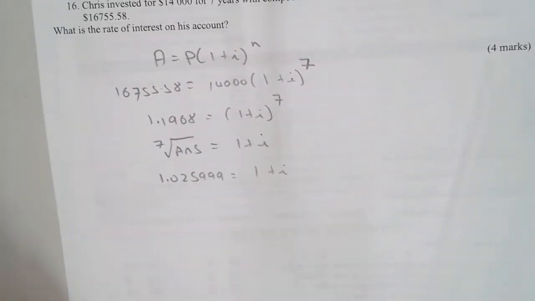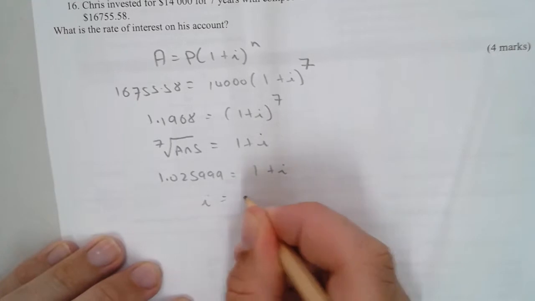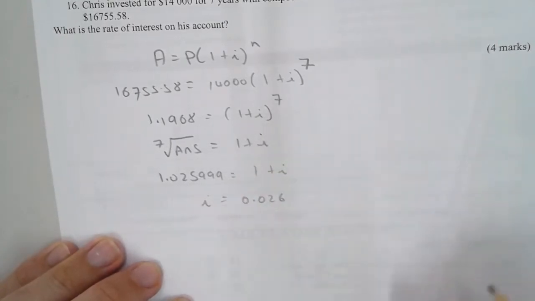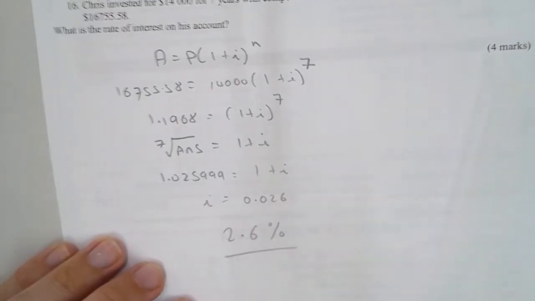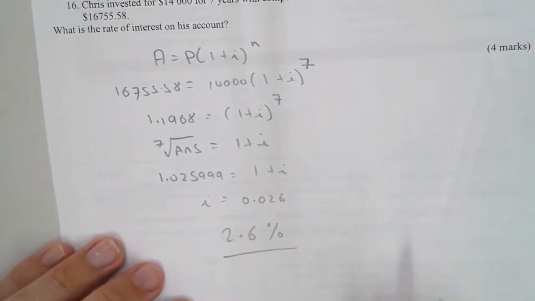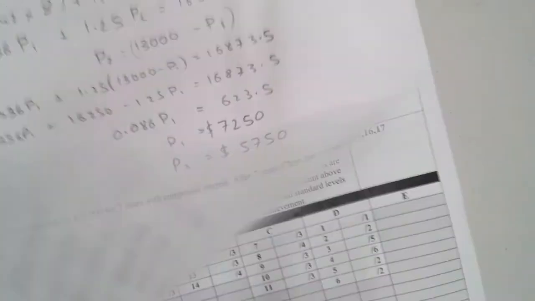So that's 1 plus I. If you take away 1, you've got your answer as a decimal, which is 0.026. As a percentage, times it by 100, 2.6%. So it's just a rearranging question.